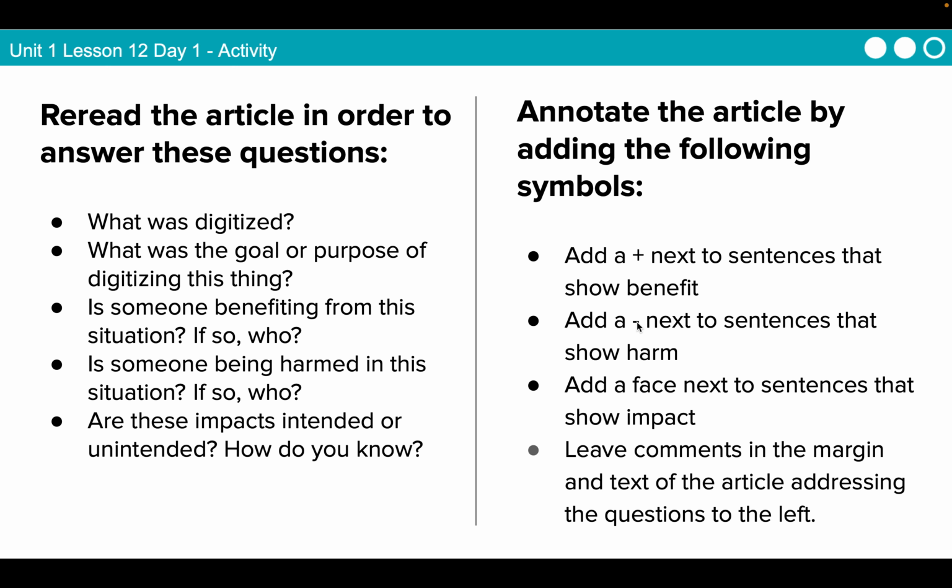And if you find any other impacts, you can put a face, maybe a smile, or a half frown, or a total frown, whatever is appropriate to indicate other kinds of impact. Are these impacts intended or unintended by the people responsible? And how do you know? So leave comments in the margin of the text of the article addressing any of these questions to the left, any notes that help you answer these questions.